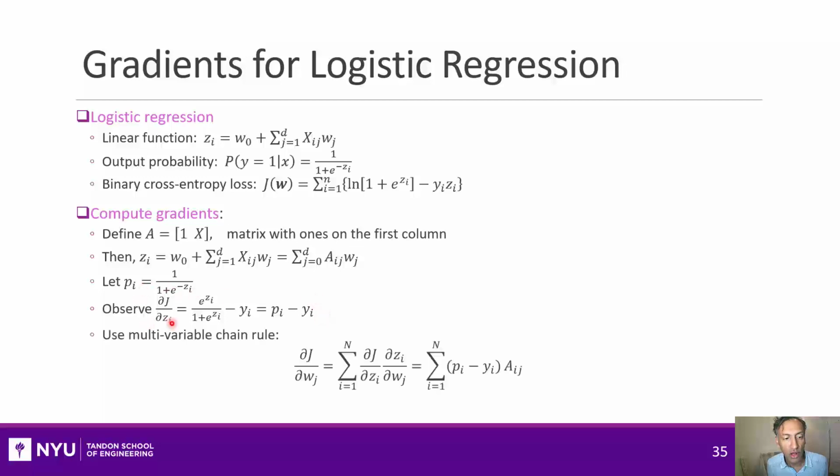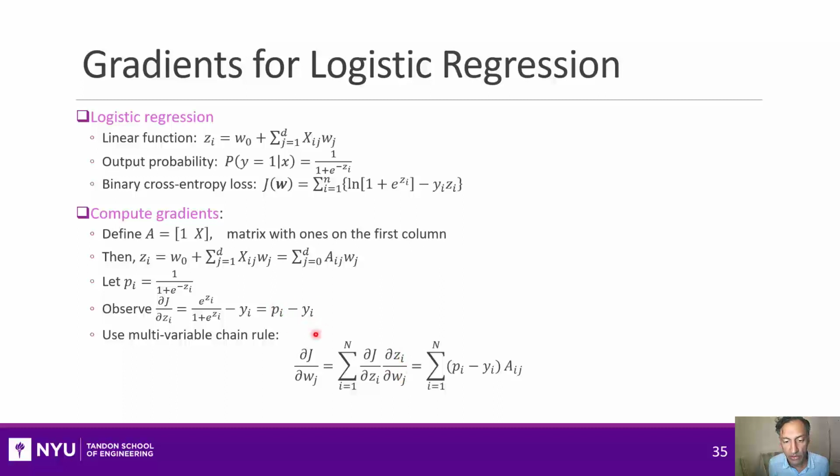And once you've got this, we can compute our derivative with respect to wj with the multivariable chain rule. So we take the derivative with respect to each zi and each zi with respect to wj.